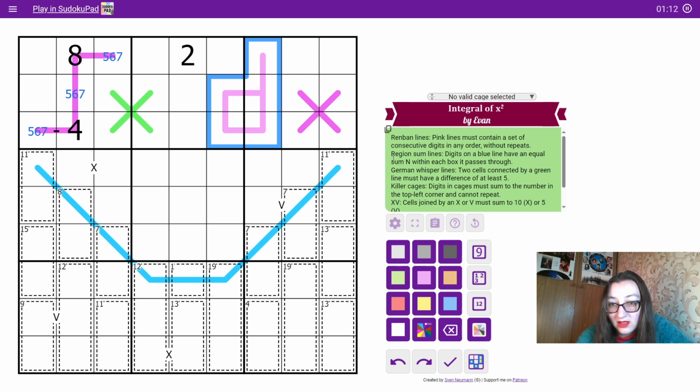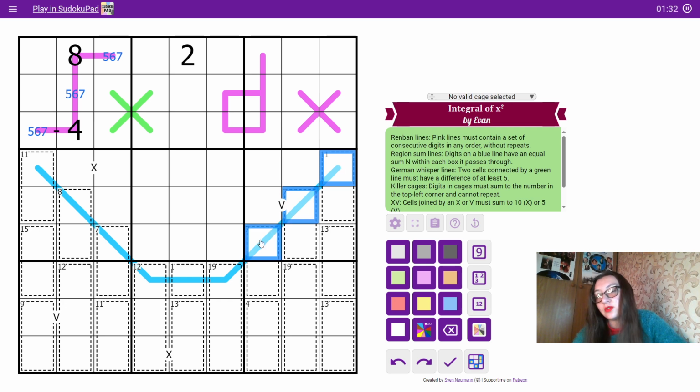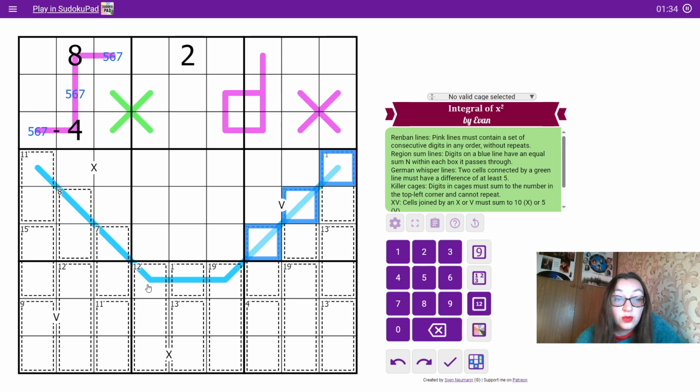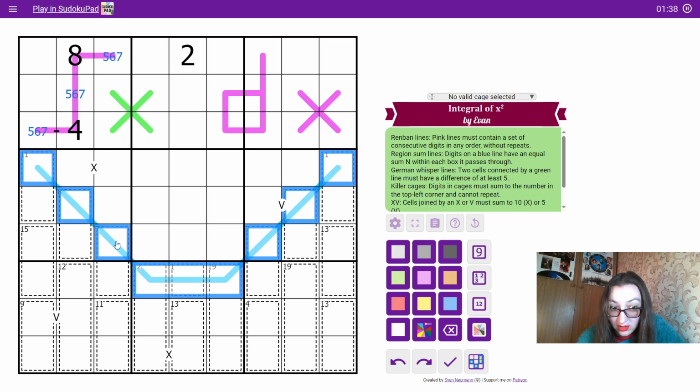Region sum lines. So this is the part where I'm gonna have to do math. I'm not excited about it because I'm not good at math. Region sum lines: digits on the blue line have an equal sum within each box it passes through. So we don't know what those digits add up to, but they equal the sum of those 3 digits and the sum of those 3 digits, which is quite interesting.